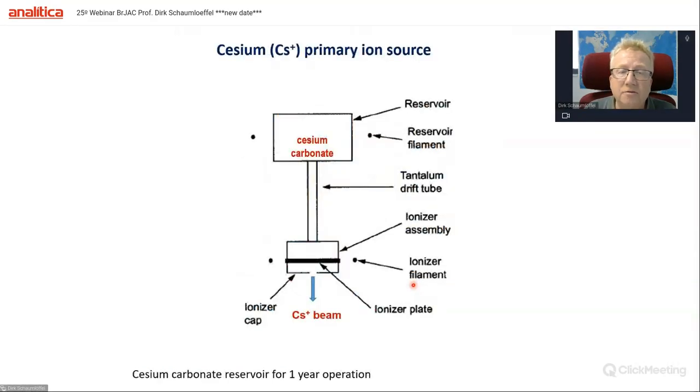So how is such an ion source made? Here's an example of the cesium plus primary ion source. It's quite easy. There's a reservoir of cesium carbonate, which is heated to create a cesium vapor. Then this cesium vapor is ionized, and the ion beam is extracted. And so we have a cesium plus ion beam.